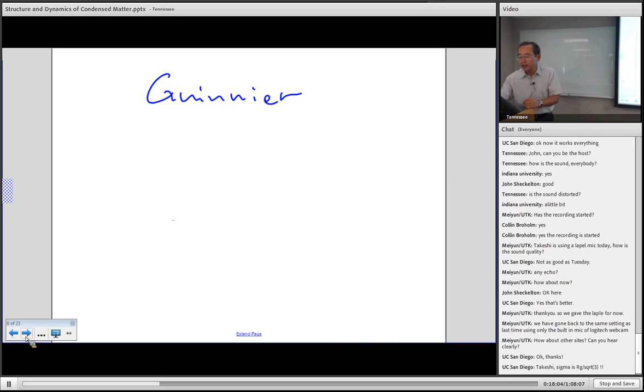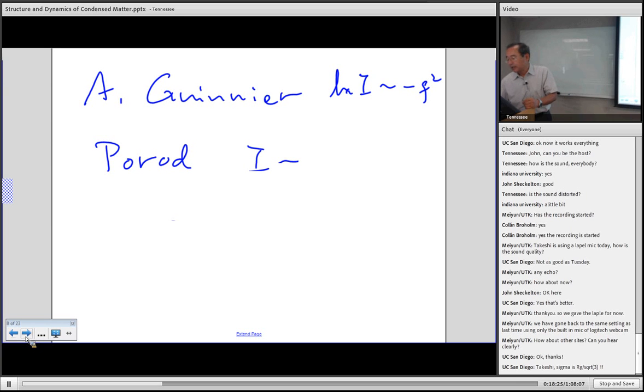Alex Guinier figured out the first case, the Guinier case. That's log of I is like minus Q squared. And the other case is Porod, who figured that out. In this case, I is like Q to the 4.